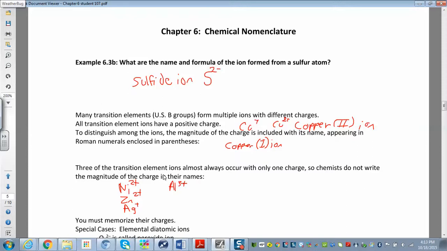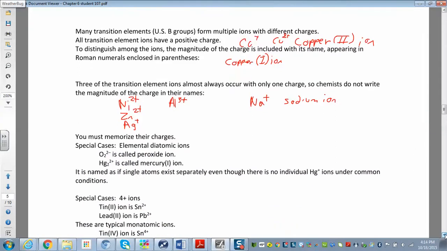Group 1 metals are always +1, so they don't get Roman numerals, and group 2 don't get Roman numerals either. By that I mean, when we're talking about the sodium ion, we just call that sodium ion. We don't have to say sodium parentheses I ion, because it's always +1. Magnesium's always +2, so we don't have to say magnesium parentheses II ion. Nickel's always +2, zinc's always +2, silver's always +1. We don't really have to worry about the peroxide ion or mercury. Forget about those for just a second.